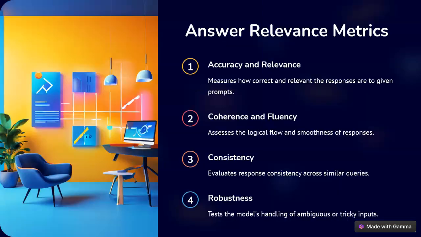Answer relevance refers to how relevant the responses are to the query. Similar to context relevance, we use the following metrics to evaluate answer relevance. For example, accuracy measures how correct and relevant the responses are to the given prompts.